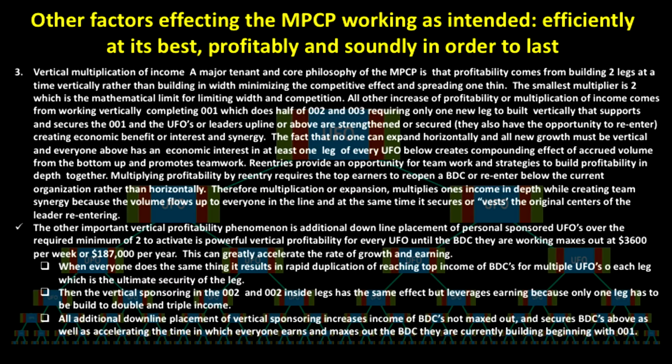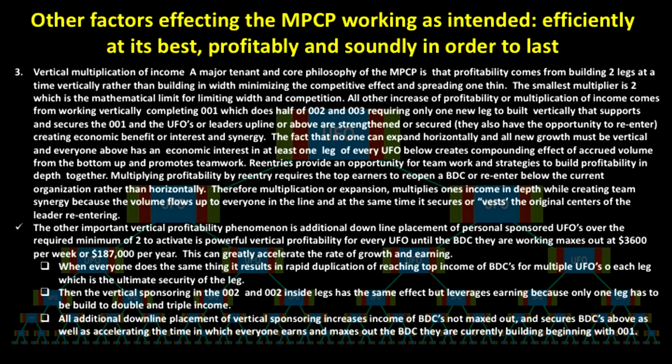Everything that you earn after capping out is done in a vertical fashion, either in your 001 or your 002 or your 003, and then re-entries. And that multiplies your income. At the same time, there's teamwork. You're getting help doing it, but everybody else benefits.